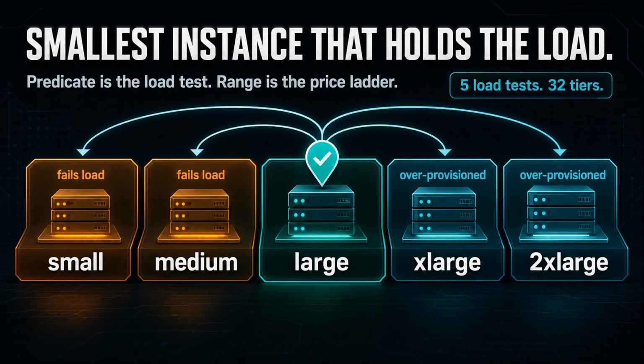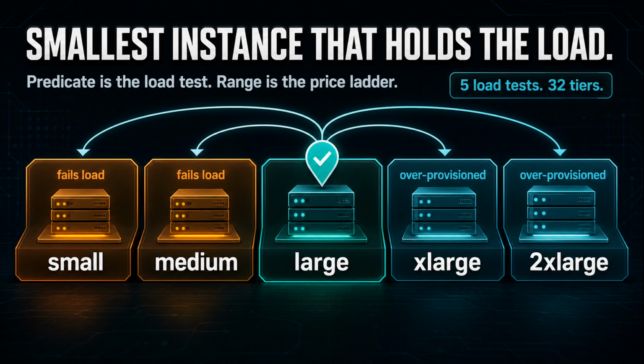Let's hear what that looks like in production. Let's say you have a service. You want the smallest instance size that handles peak load. The instance sizes are an ordered list. The predicate is the load test passing or failing. So you binary search over instance sizes.